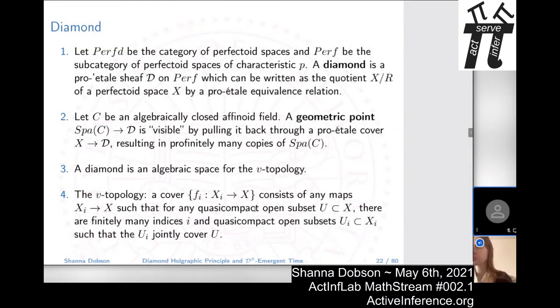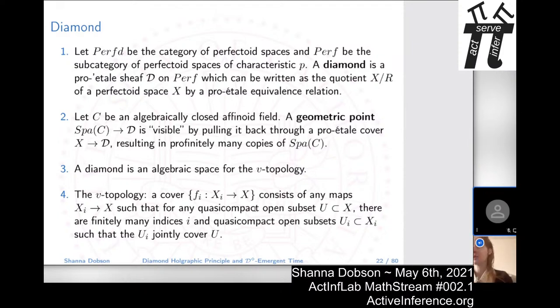So let me actually formally define diamond. I don't think I did last time. Yeah. And then we get to the actual holography part. Okay, so let Perf_D be the category of perfectoid spaces. So again, these are adic spaces. They look like Huber spaces and they are fractal and strange, kind of like Berkovich spaces.